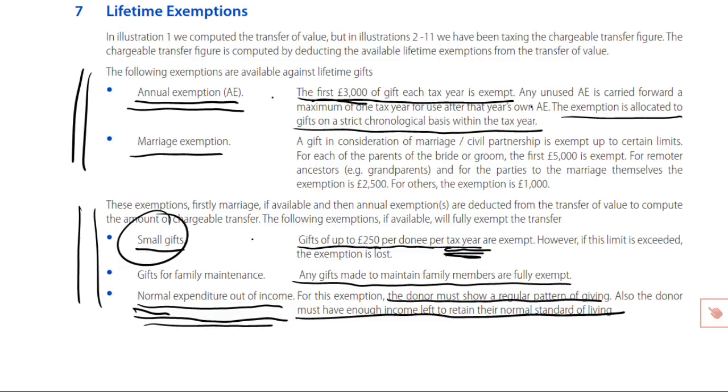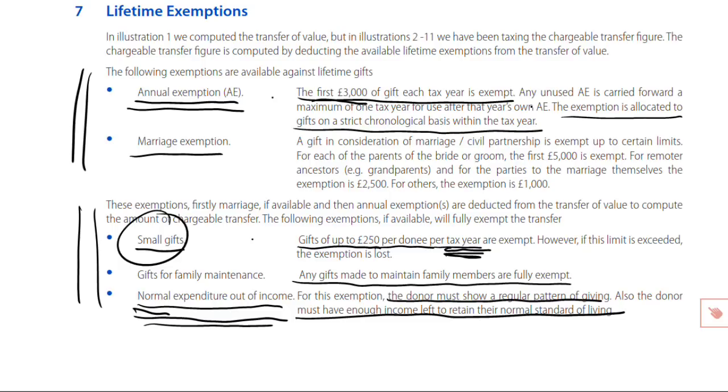If, of course, as it will be in a question, you are told in the tax year, there firstly is the PET followed by the CLT, then it's the PET that will benefit from that annual exemption, or, as we're about to discover, annual exemptions.